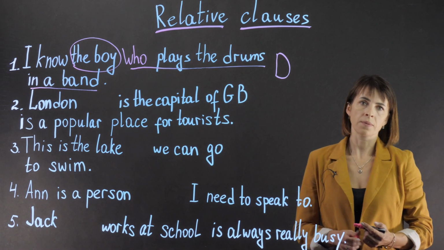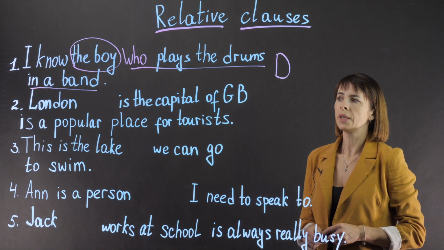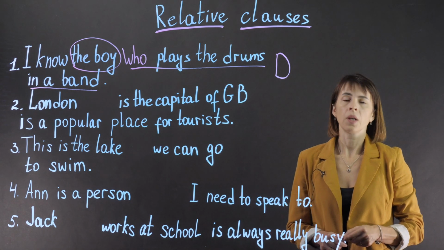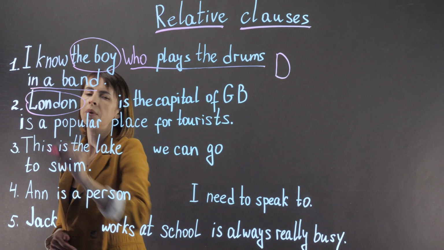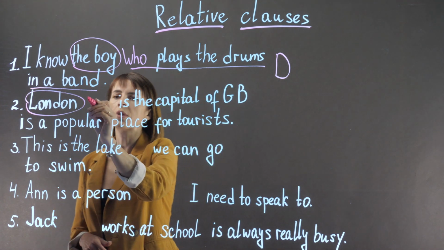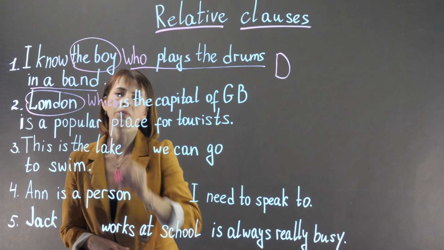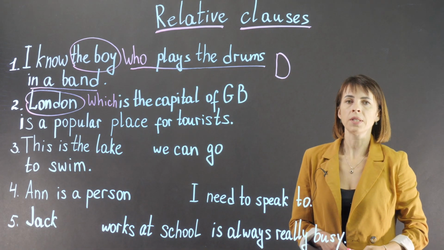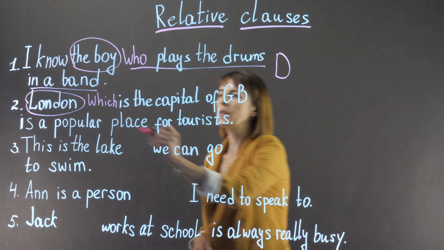So, the next sentence. London is the capital of Great Britain, is a popular place for tourists. We speak about London, so we should use which. Let's decide if it is defining or non-defining relative clause. Where is the relative clause?